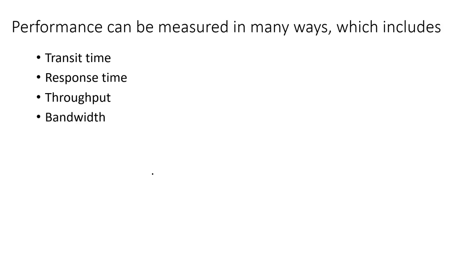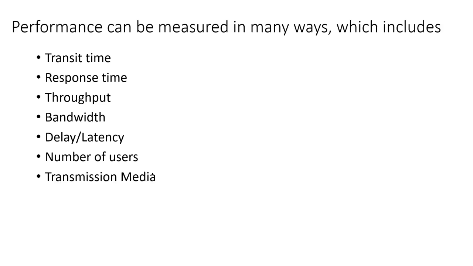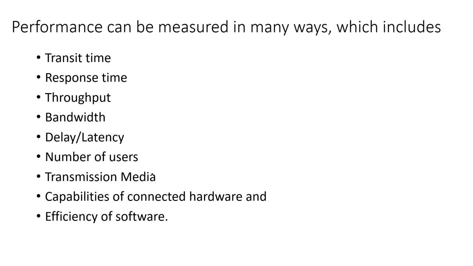Performance can be measured in many ways, which includes transit time, that can be also referred as transmission time, response time, throughput, bandwidth, delay, that is latency, number of users in network, transmission media used in network, capabilities of connected hardware, efficiency of software, and jitter. Let's see all this one by one.